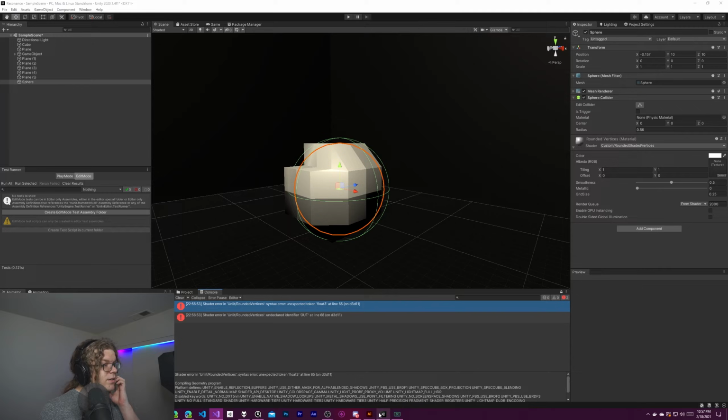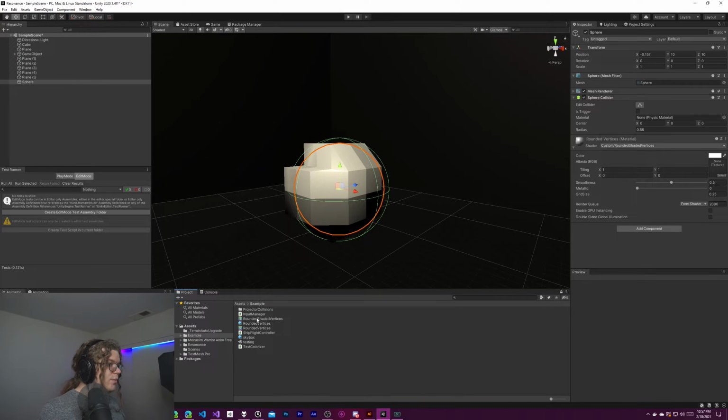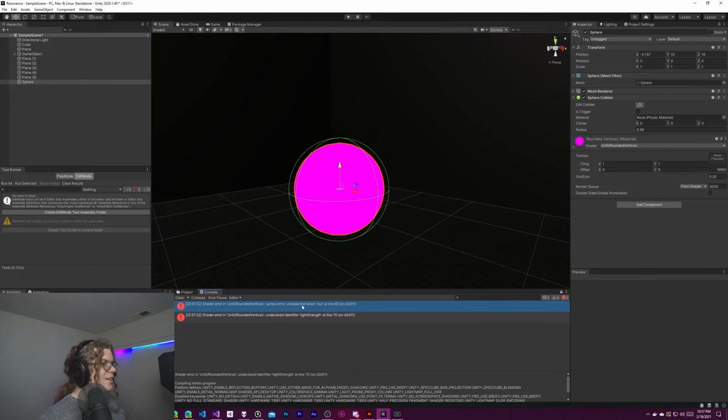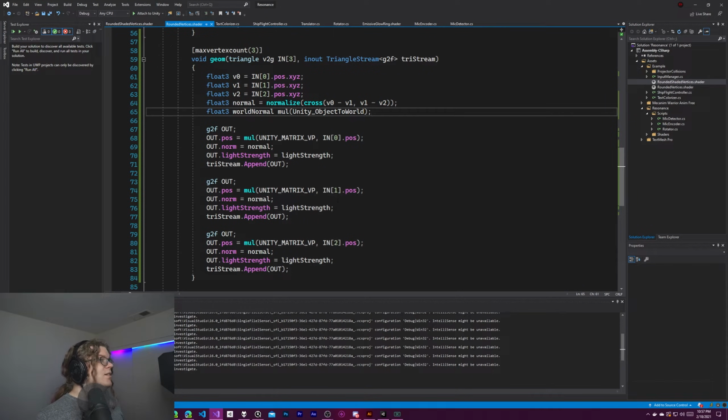So add those in and recompile this and see what happens. Still doesn't like it. That's fine. I'm actually going to apply this to our material so we can actually see it. We get the purple shade of death. That's fine. Multiplication on 65 and 70. Oh, well, that's not going to work. We're multiplying this by something that doesn't exist. We did not need to do that.